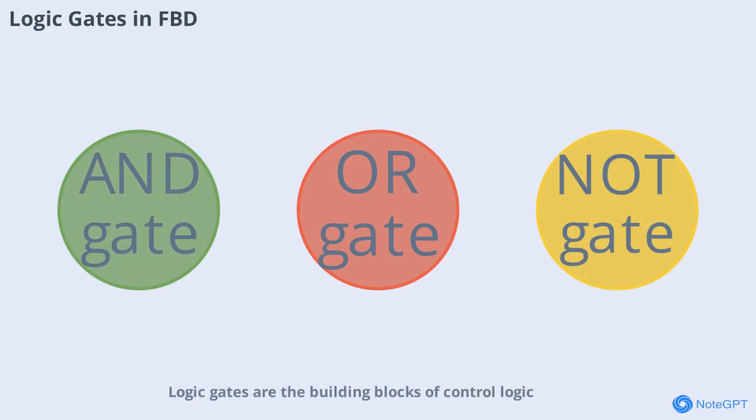Logic gates are the building blocks of control logic. AND gates require all inputs to be true, making them ideal for interlocks. OR gates trigger when any input is true, commonly used for trips. NOT gates invert signals and are useful for creating fail-safe logic. Mastering these basic gates allows you to construct robust and reliable control sequences tailored to your plant's safety and operational requirements.